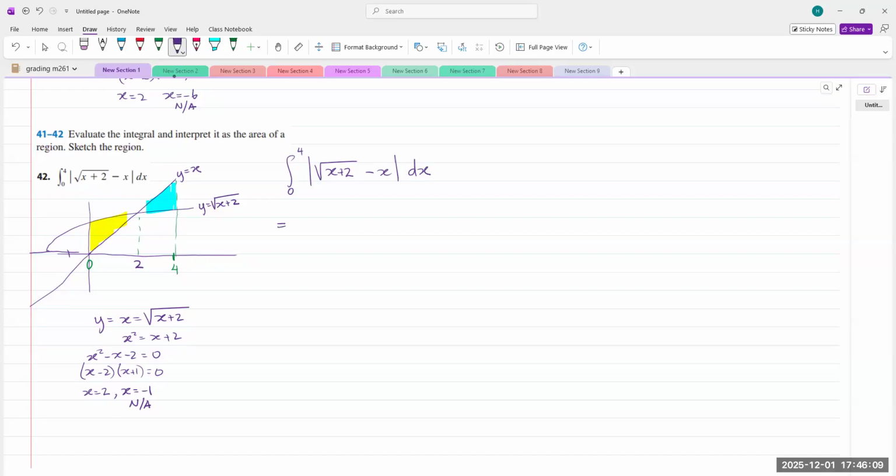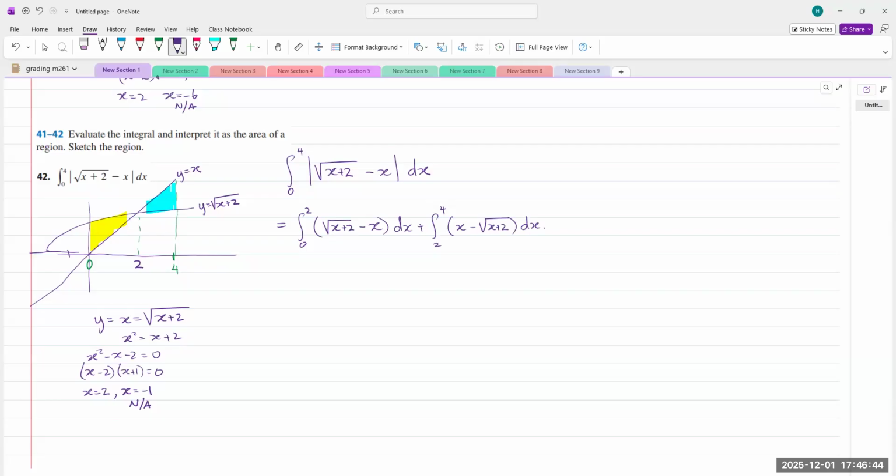We cannot integrate a function with an absolute value sign, at least not directly, not analytically. So we have to break this up. Which function is on the top at what interval? From interval 0 to 2, the function at the top is square root of x plus 2, at the bottom is x. And between 2 to 4, the line is on the top and the square root at the bottom. That's what it looks like.